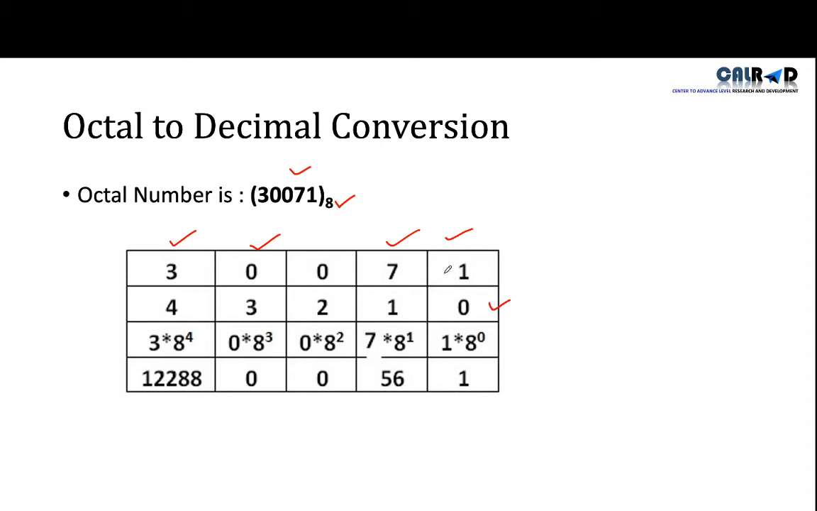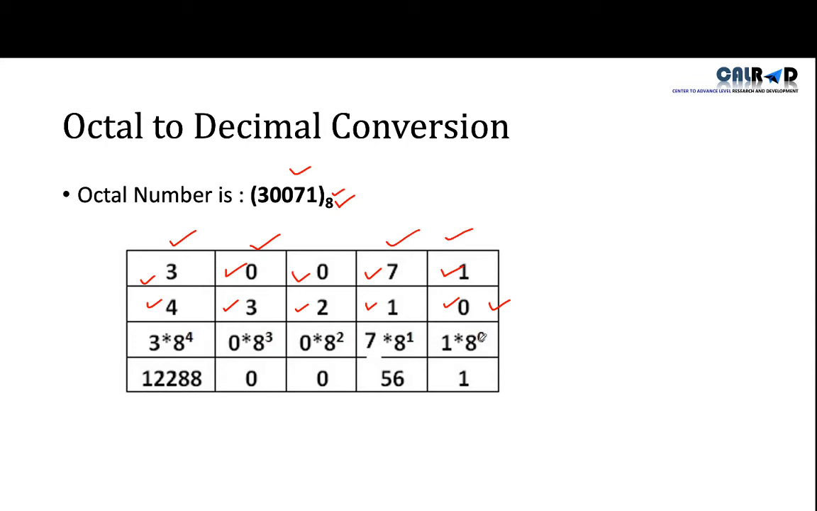The third step was 1 into 8 with the power 0, 7 into 8 with the power 1, 0 into 8 with the power 2, 0 into 8 with the power 3, 3 into 8 with the power 4. Why 8? Because this is an octal number. Last time it was a binary number, so we did 2. Here it is an octal number, so we are doing 8.